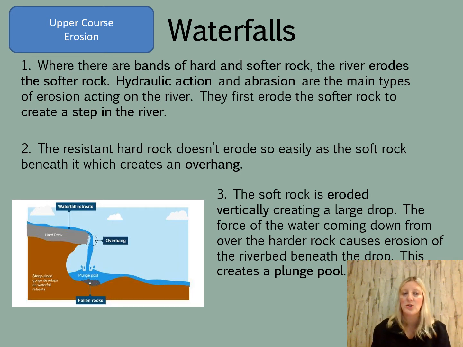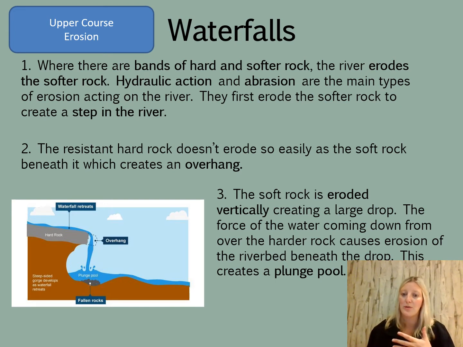This video focuses on the landforms that we find along the course of a river, and there's a little blue box in the top corner of each of these slides which tells you whereabouts along the river course we find these landforms and whether they're formed by erosion, deposition or a combination of the two.